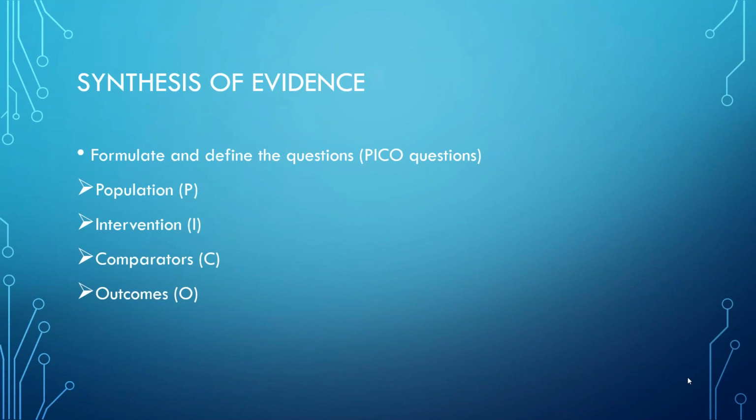So when we're looking at synthesis of the evidence, formulate and define your PICO questions. And here you think about the population, the intervention, the comparators, and the outcomes. And unfortunately, a lot of times we miss on the outcomes. We have to look at every possible outcome and decide what it is that we're trying to address.